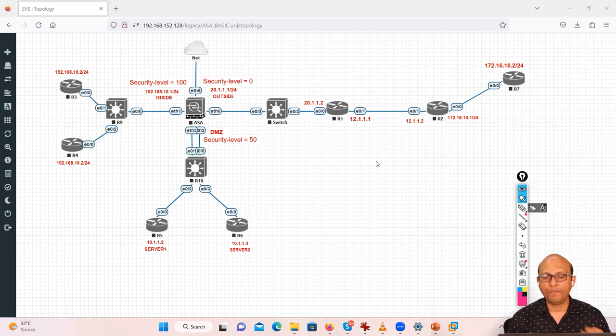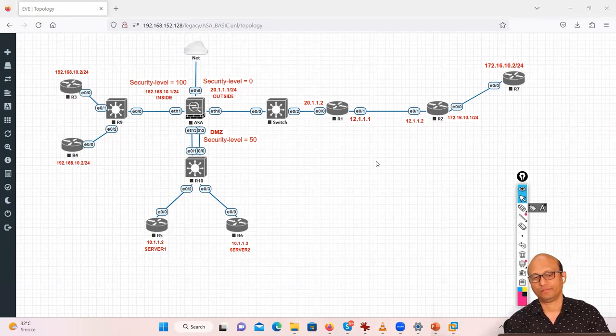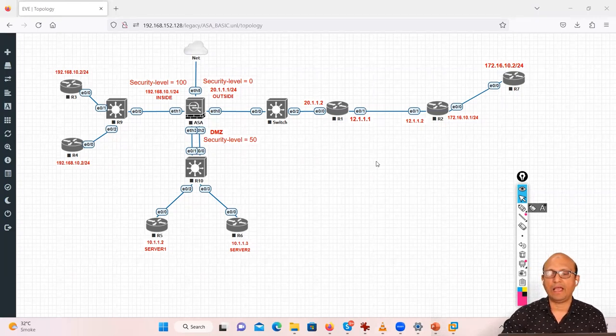Now, when I talk about implicit rule, this is implicit rule. Security level 100, implicit rule. But what about explicit rule? Explicit rule is, instead of denying these people, I allow them with some policy.